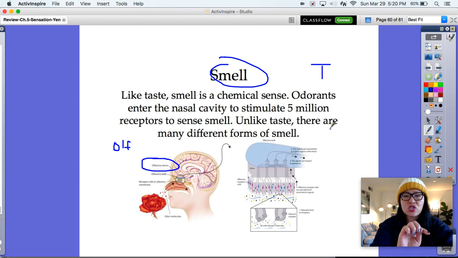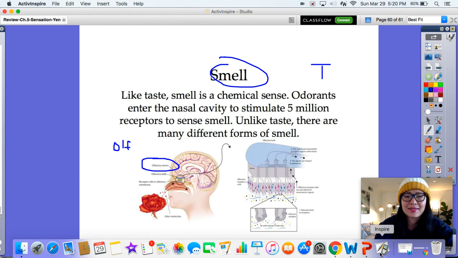The one that's attached to this chapter is perception. So make sure you're watching both of them before you do your assignment, because both of those chapters go hand in hand. Bye-bye, guys.